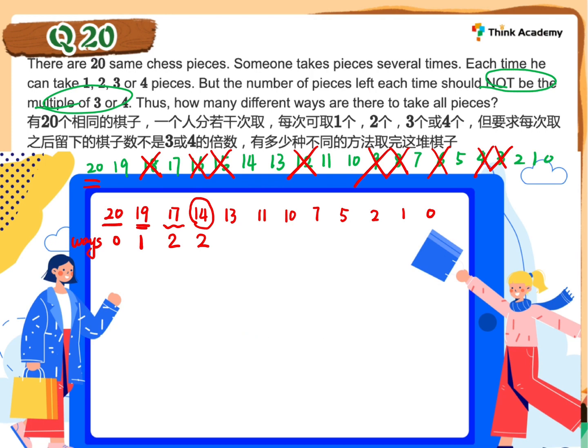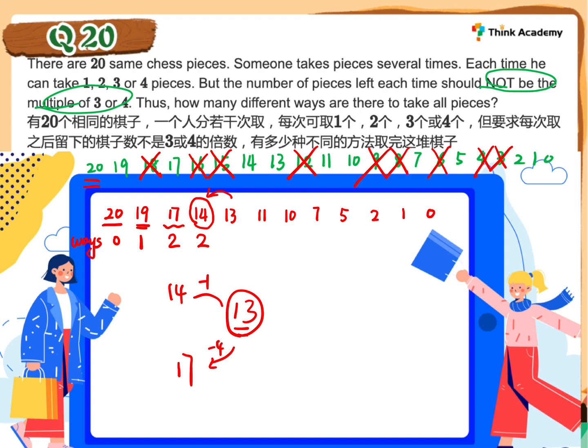Yeah, only 2 ways. Okay, and if I want to get 13 pieces, how many different ways do I have? Actually, until now, I think you need to find the pattern. We only need to know 13 came from which previous situation, right? So 13, you can start from 14, because 14 minus 1 is 13. You also can start from 17, because 17 minus 4 is 13. You only need to take 4 pieces away from 17 pieces. You can get 13 pieces, right?